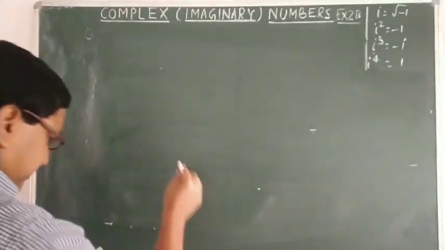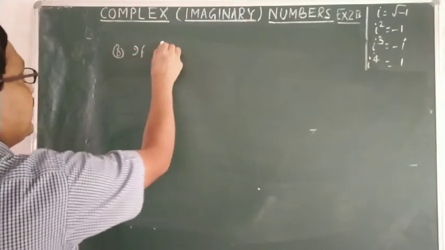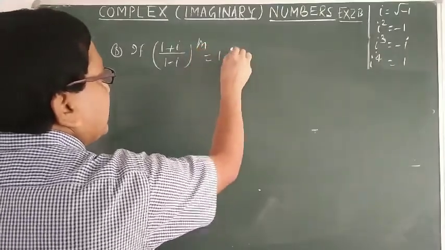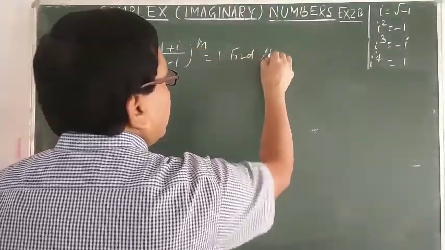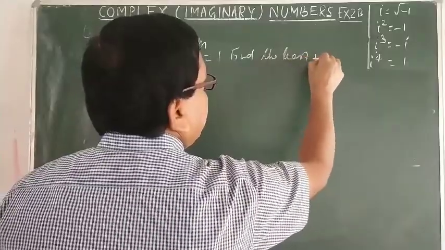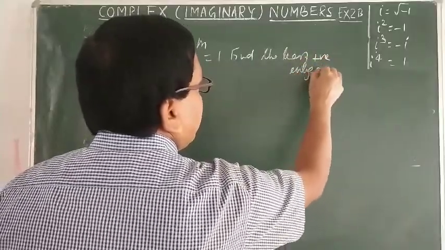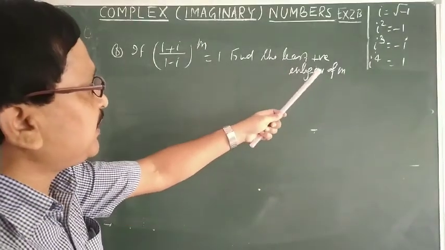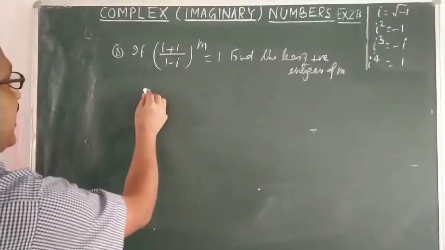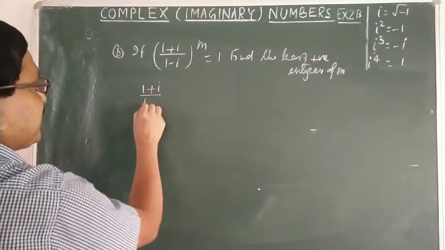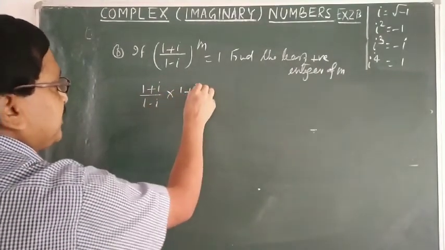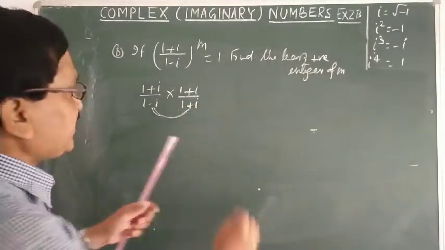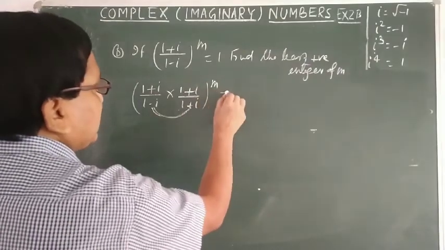Next problem is number 8. If ((1 + i)/(1 - i))^m = 1, find the least positive integer value of m. The m should be announced in positive integer form. So now rationalize this: (1 + i)/(1 - i) into (1 + i)/(1 + i), to the power m is equal to 1.